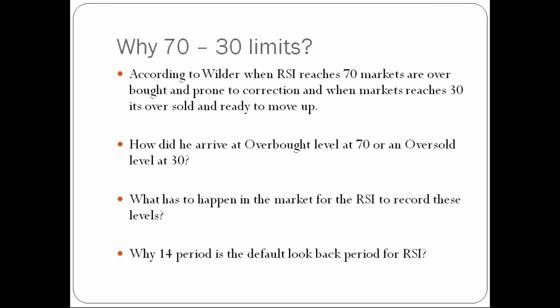And why is the 14 period the default lookback period? The lunar phase is 28 periods, and half of the lunar phase is 14 days. Wilder took 14 days as the default period as half of the lunar phase, because he thought that the market is very much dependent on the lunar phase, and as the phase changes, the activities of the market and the behavior of people change with it. So he used a 14-day period.